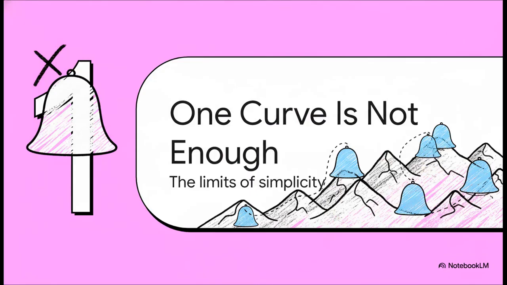And really, here's the fundamental problem. Trying to use just one of those classic bell curves, a single Gaussian distribution, to explain complex data, it's like trying to describe an entire mountain range by just talking about one single hill. You lose everything, all the interesting peaks, the valleys, all the details that actually matter.